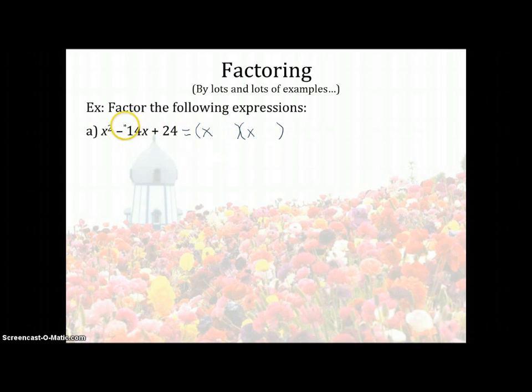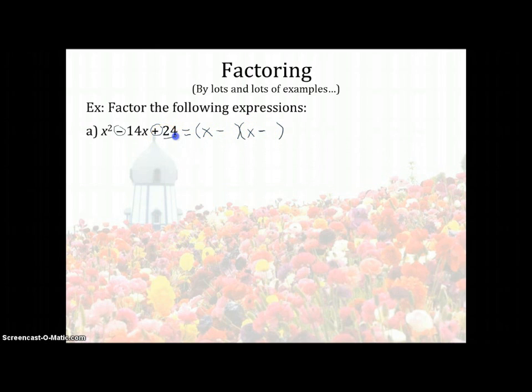Next, we want to look at the signs in front of our x term and our constant. Notice here we have negative and positive. When we have negative in front of the x and positive in front of the constant, that means both of our terms, both of our binomials, need to be subtraction. So now I can set up my signs for the binomials.